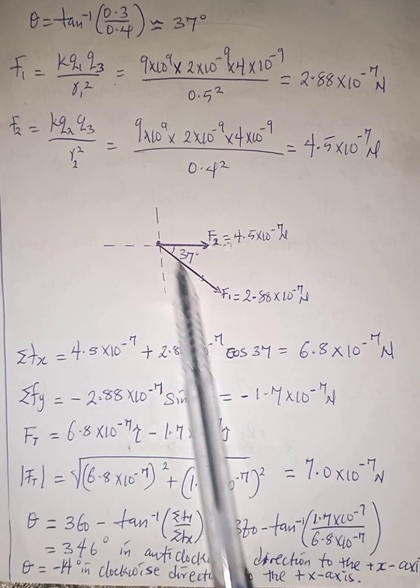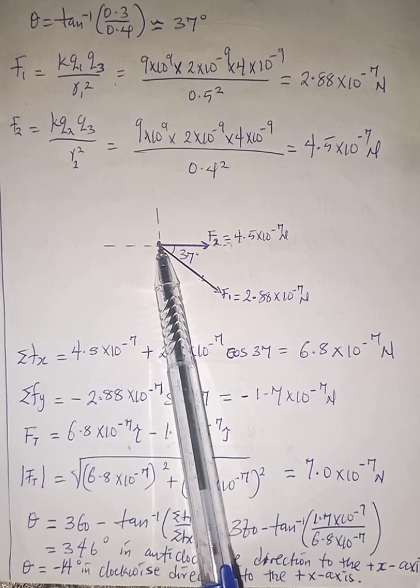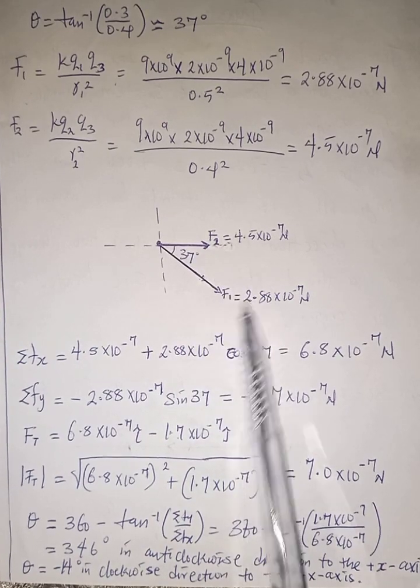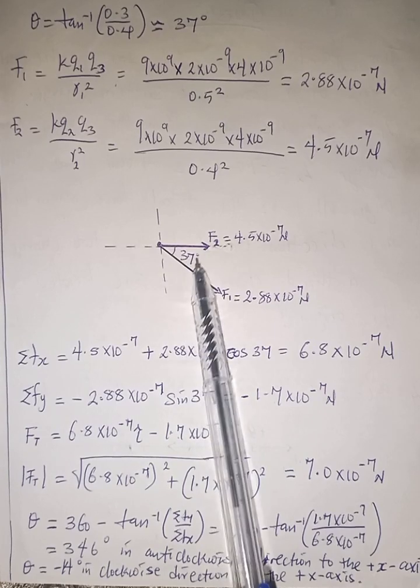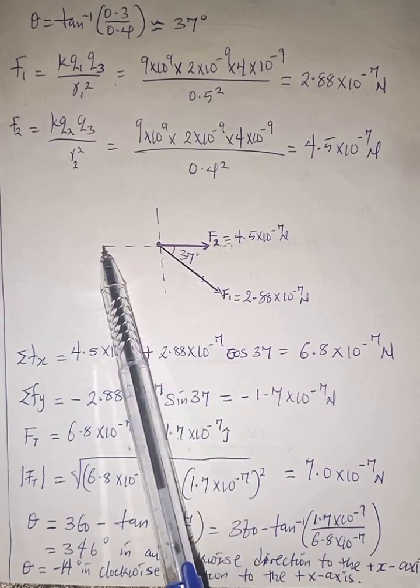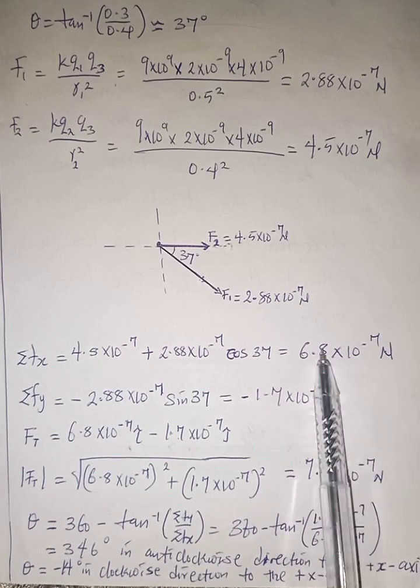Plus this one, which is making an angle of 37 degrees with the horizontal, and it's to the right-hand side as well, so right is positive. This, we now multiply by the cosine of this angle, because we have to resolve it to the horizontal side. Hope you get it. Then because of this, you're going to have this.